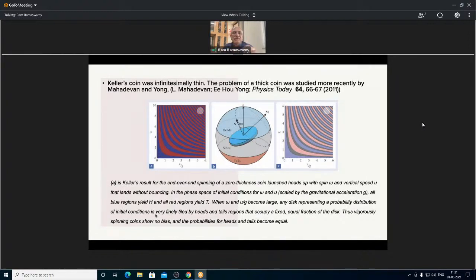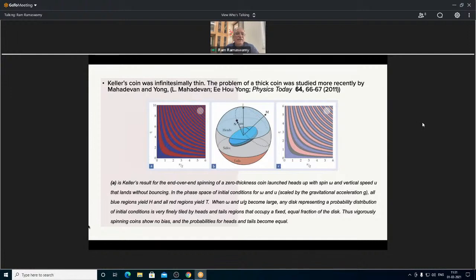So what you can see over here, unfortunately, I'm not able to make my cursor move around. But nevertheless, I hope you can follow what I'm saying. In panel A, you'll see that the blue regions are, let's say, tails. The red regions are heads, right?